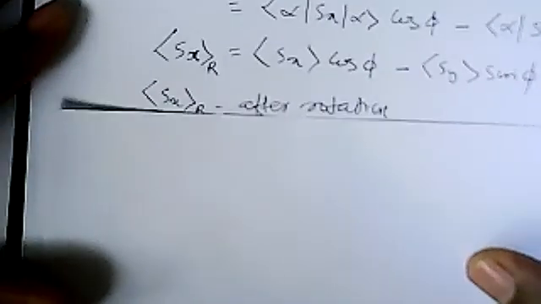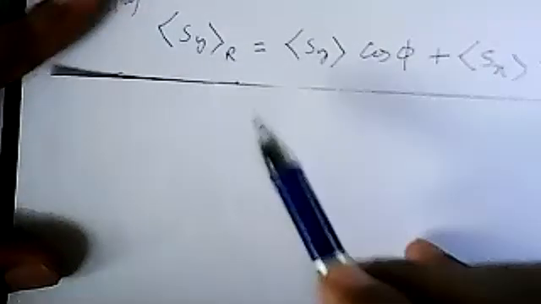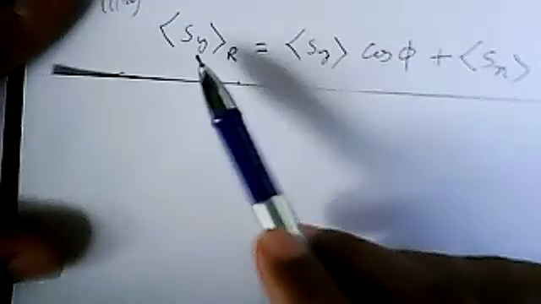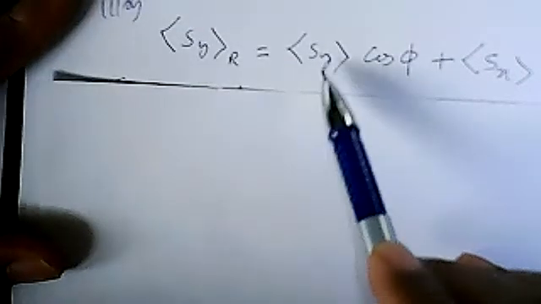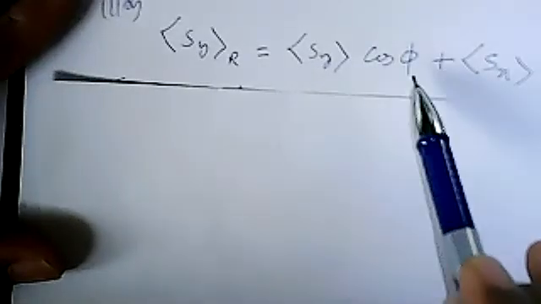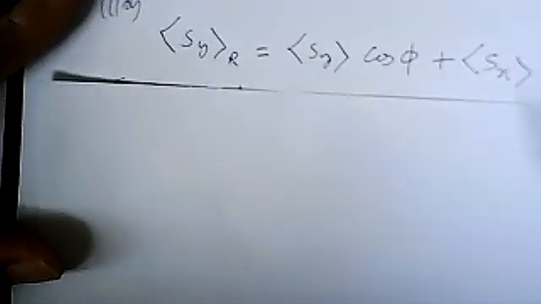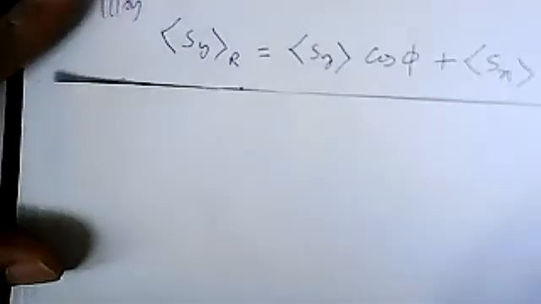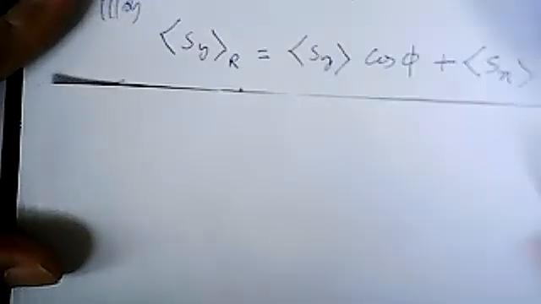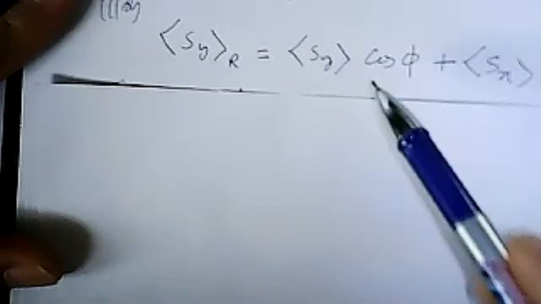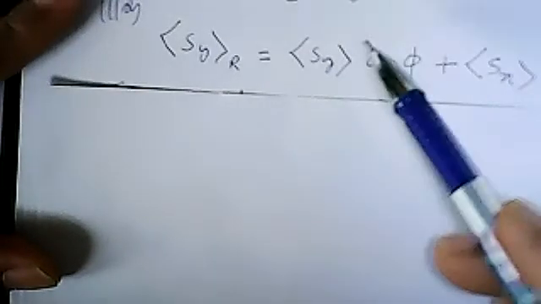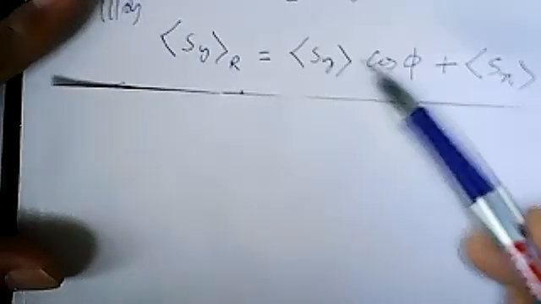Similarly, you can find Sy of R. That is homework. That is again a homework you have to perform. You do this, otherwise you will not be expert in doing this. So you find Sy of R, you will get the result: expectation of Sy cos phi and expectation of Sx sin phi. Okay. So now you may smell, this is like a rotation. Actually it rotates the expectation value.